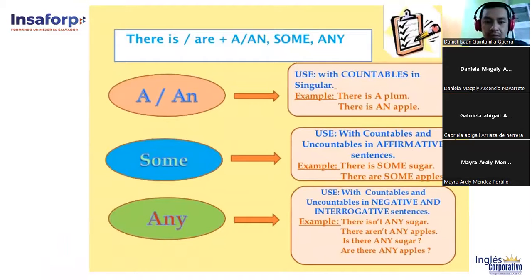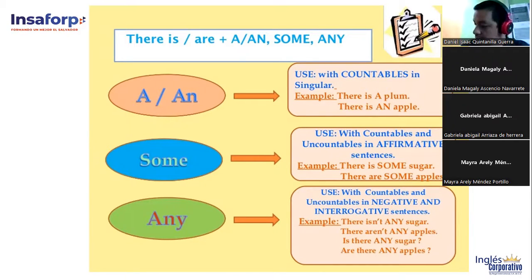Ahora, using there is and there are, and some and any. A and an are only used with countable nouns in singular. For example, there is a plum, there is an apple, there is an orange, there is an elephant, there is a computer, there is a book, there is a student. Okay? Some is used with countables and uncountables, but in affirmative sentences. For example, there is some sugar, there are some apples. Any with countables and uncountables, but only in negatives and questions. There isn't any sugar. There aren't any apples. Is there any sugar? Are there any apples? Okay.